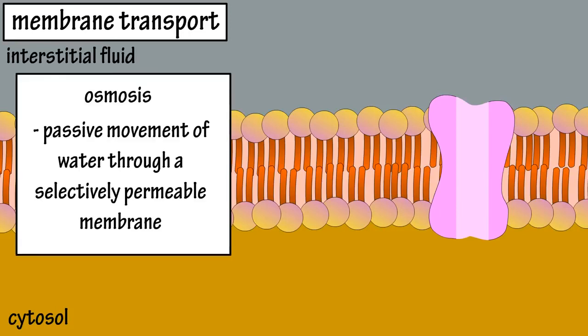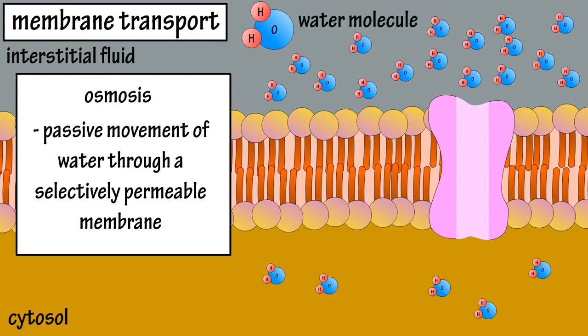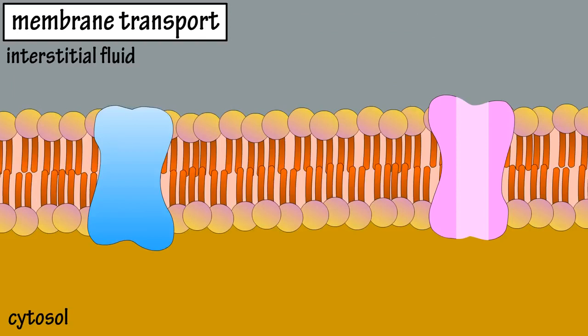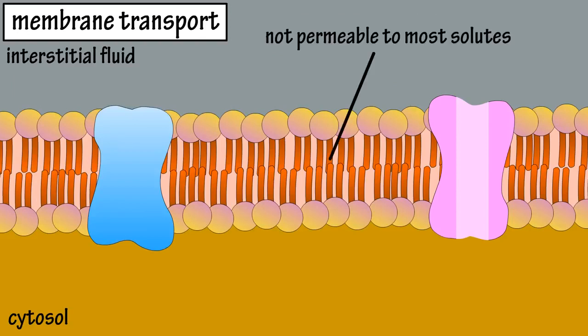Osmosis is the passive movement of water through a selectively permeable membrane. This occurs when there's a difference in concentration of water on either side of the membrane. This can happen in one of two ways. Water can slip between the phospholipid molecules that make up the plasma membrane, or through integral protein water channels called aquaporins. The plasma membrane is not permeable to most solutes, such as charged, polar, and large substances.